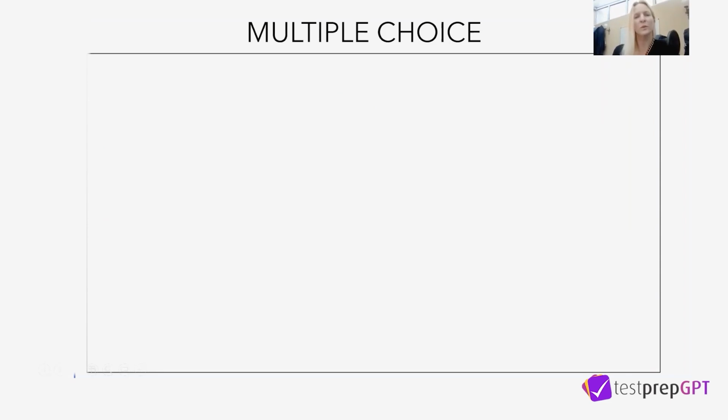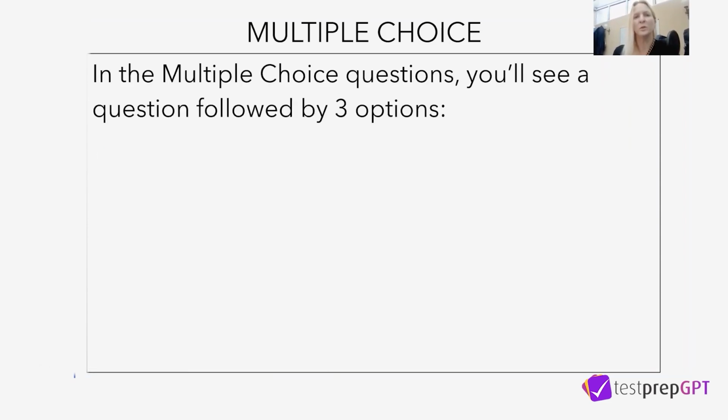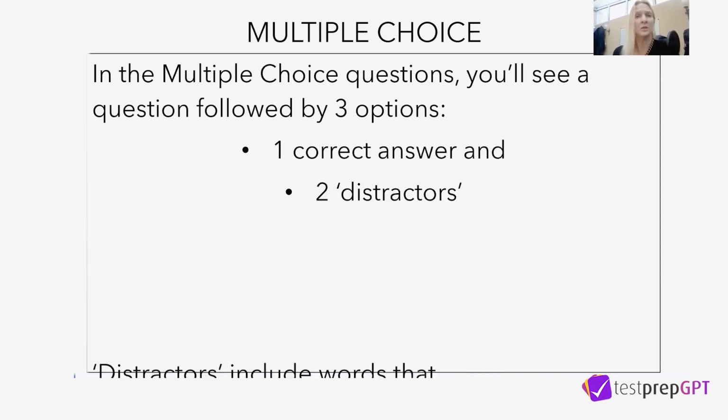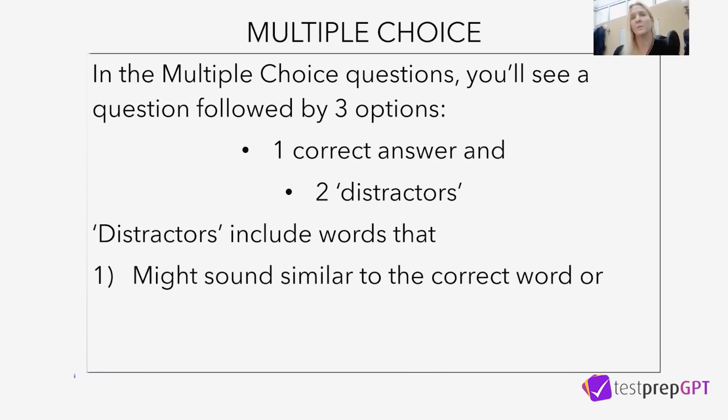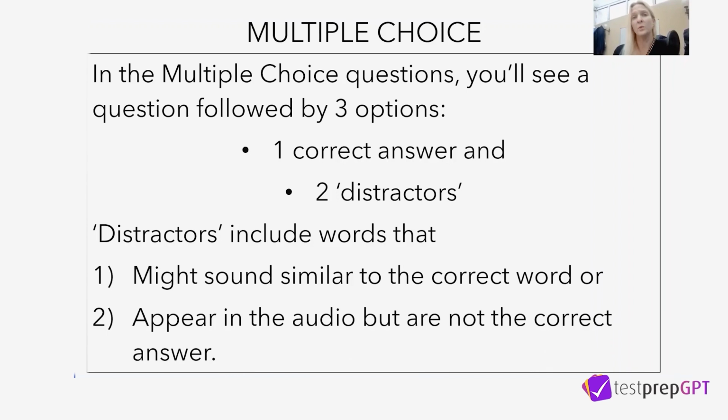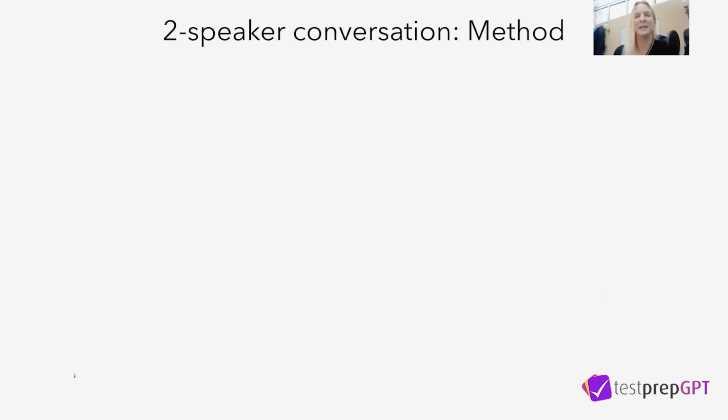Okay, so a quick review of multiple choice. You will see a question followed by 3 options, so 1 correct answer and 2 distractors. Those distractors may include words that might sound similar to what you hear in the audio, or indeed you might hear words that appear in the audio, but they are not correct. So that's important to keep in mind.